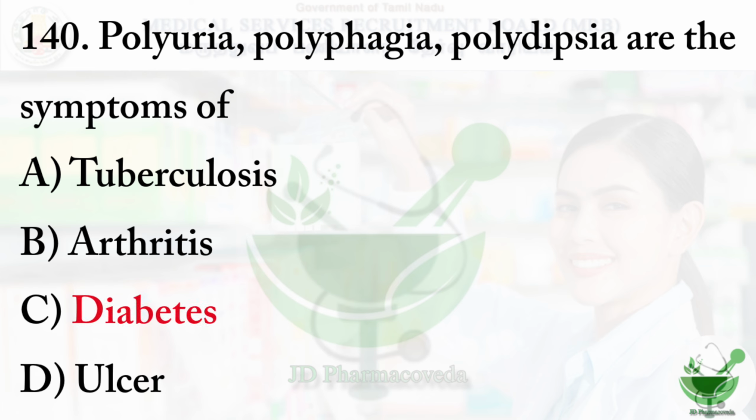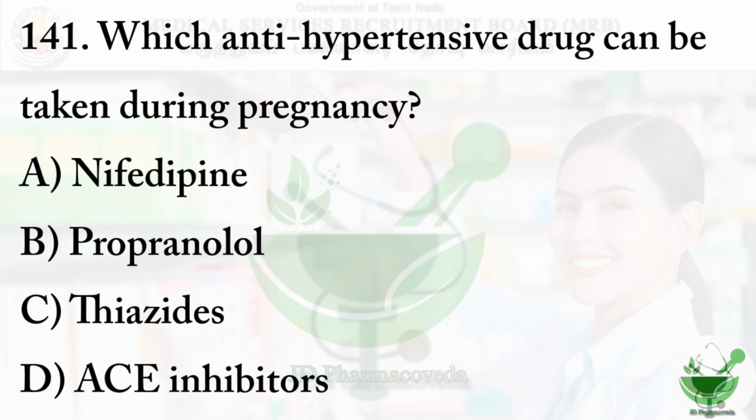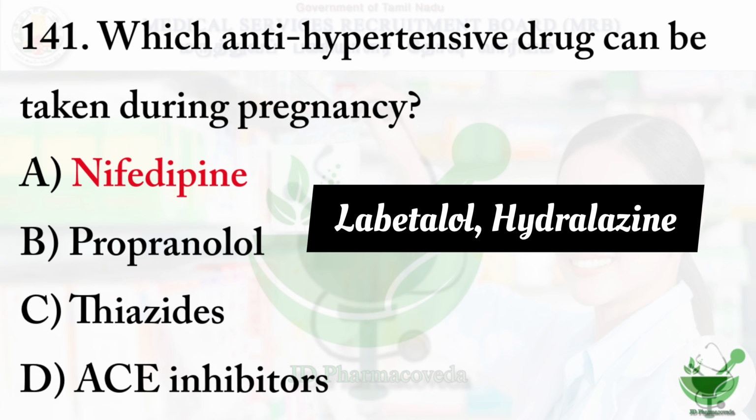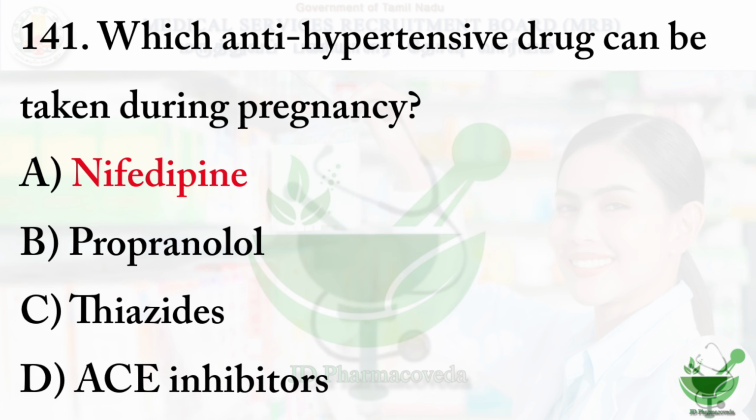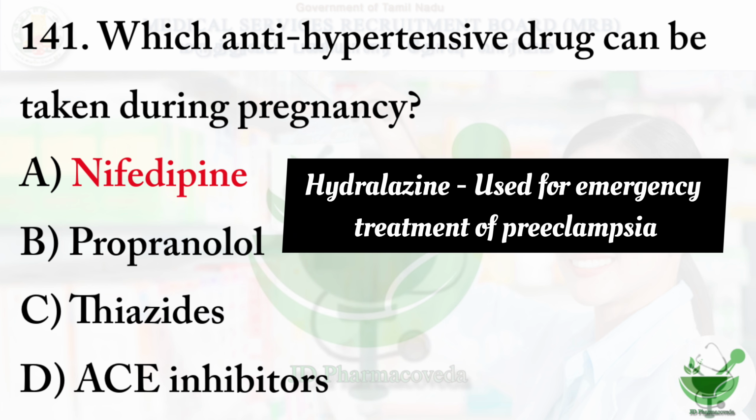Then question number 141, which antihypertensive drug can be taken during pregnancy? The options are option A nifedipine, option B propranolol, option C thiazides, option D ACE inhibitors. So the right option is option A nifedipine. So the other safe drugs during pregnancy are labetalol, hydralazine, and particularly hydralazine is used as an emergency treatment of preeclampsia.